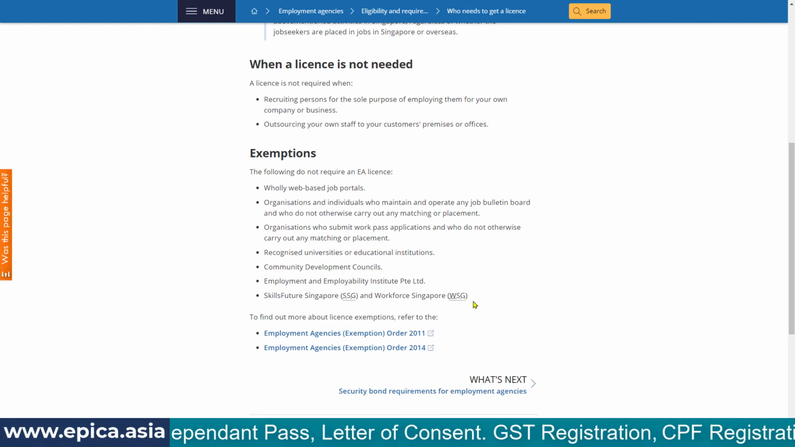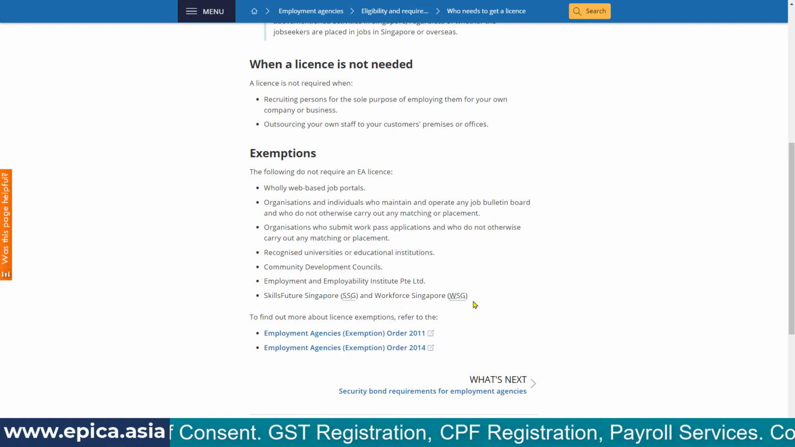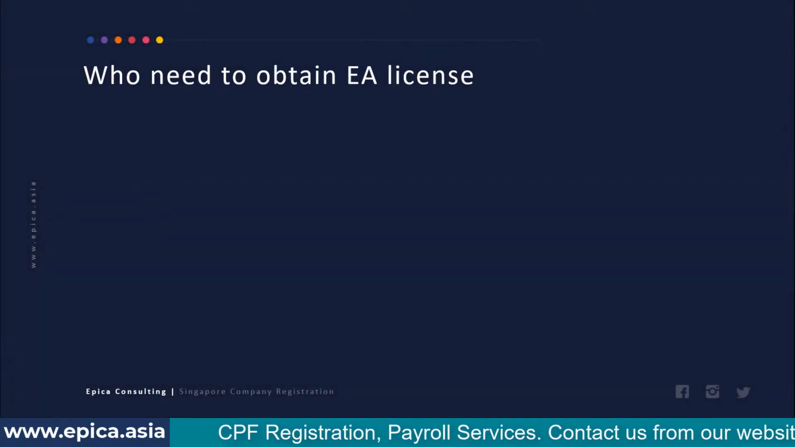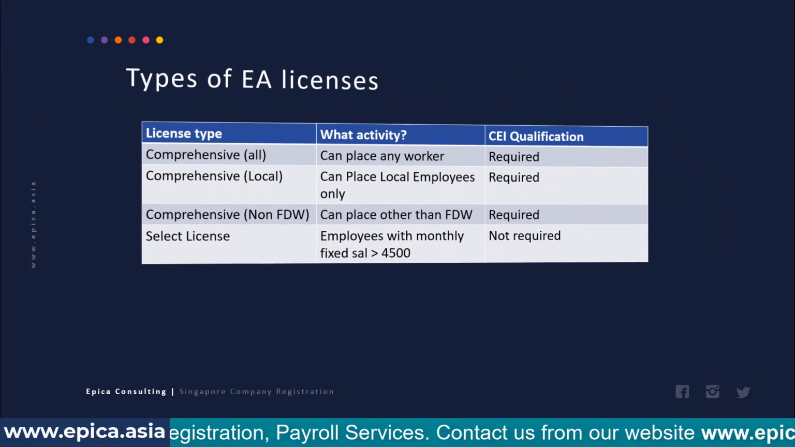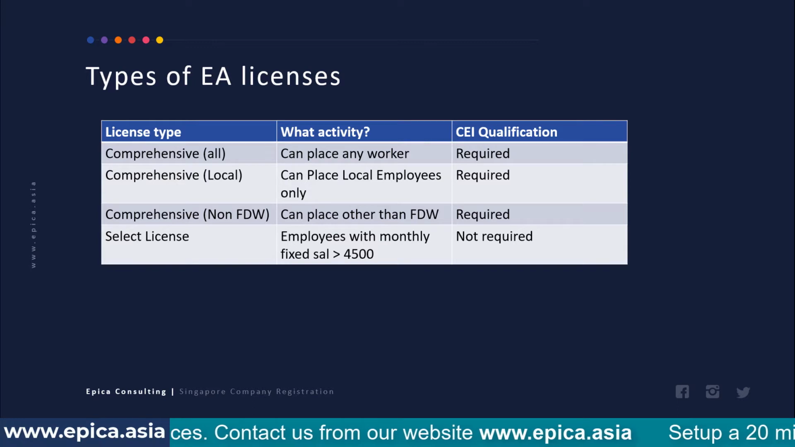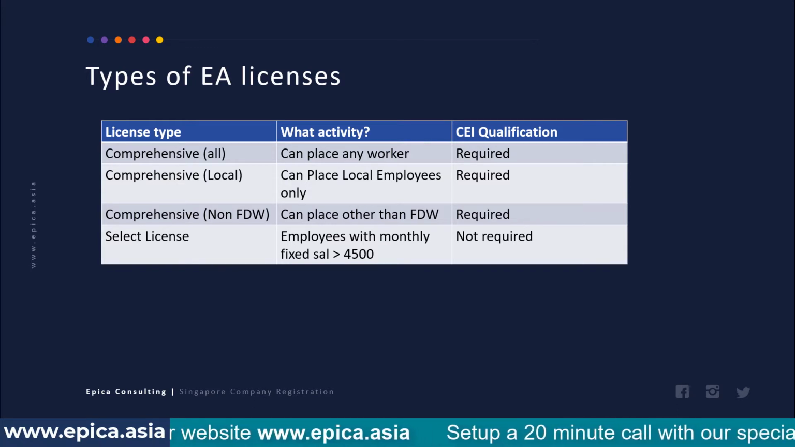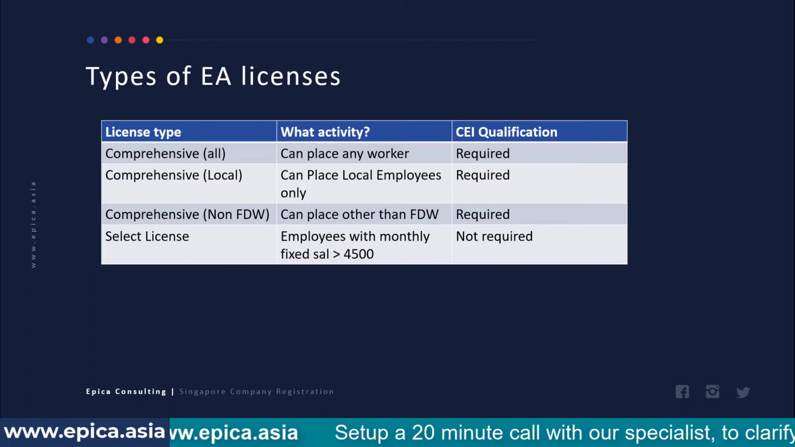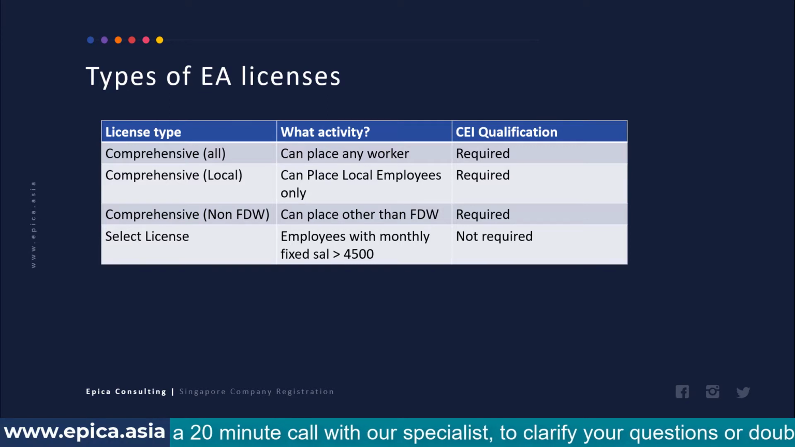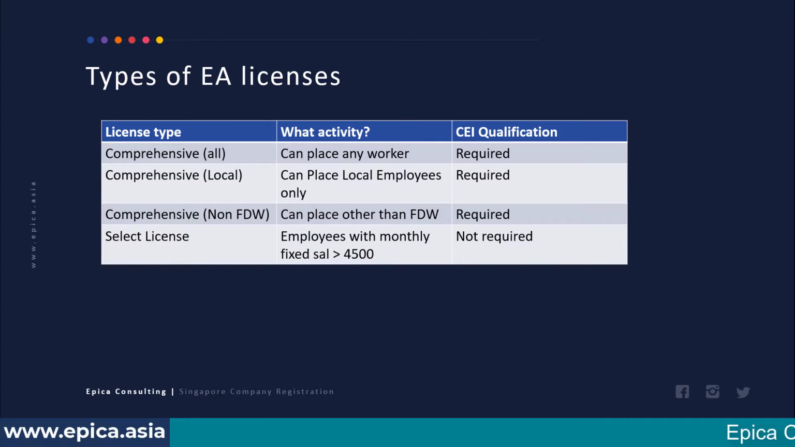So I think this should clarify that primarily if you are into the typical placement recruiting business, you will require this license. Coming back to the presentation, the next question is what are the types of employment agency licenses? In Singapore, employment agency licenses are classified into 4 categories. The first 3 categories are called comprehensive licenses but with a different scope, and the last one is called select license.